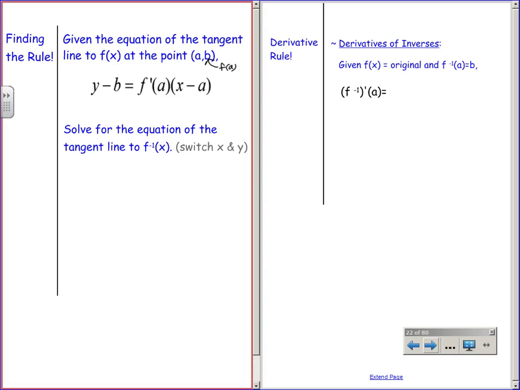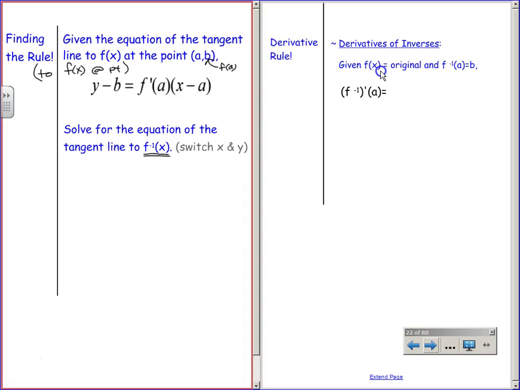Okay, here's the deal. This is for an original equation. This is for a tangent line to f of x at a point. Now, how could we find the equation of the tangent line that corresponds to this of the inverse function? Yeah, switch the x and y. It's perfect. I know it says it there, but you also realize for inverses, we always switch the x and y, right? So switch the x and y.